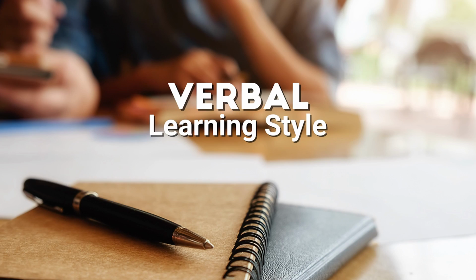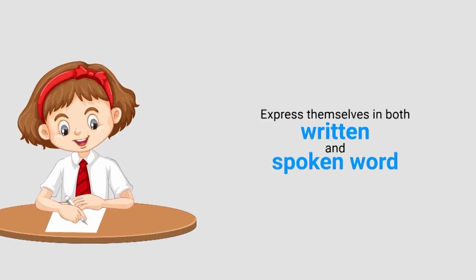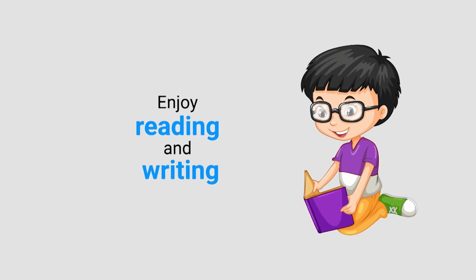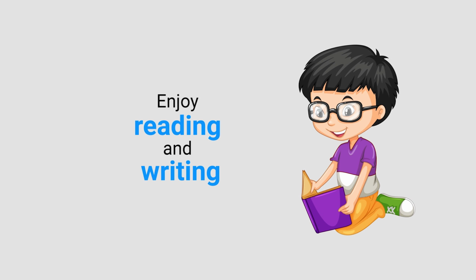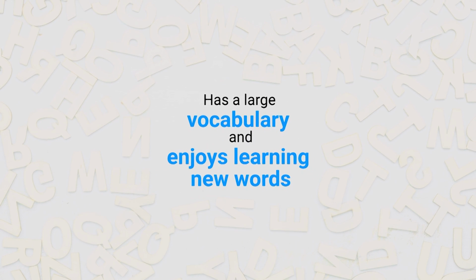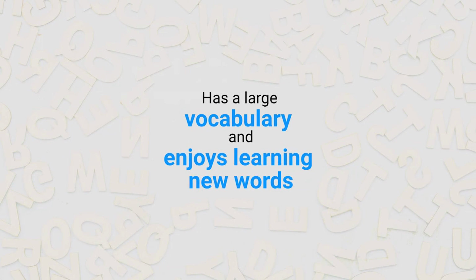The verbal learners learn best both under verbal instruction and writing. They typically excel with both. These learners are typically those that go into public speaking, writing, journalism, and debating. What characteristics does a teacher look for in the verbal learners? They express themselves both in written and spoken word. They enjoy reading and writing. They like tongue twisters and rhymes. They have a huge vocabulary and enjoy learning new words.